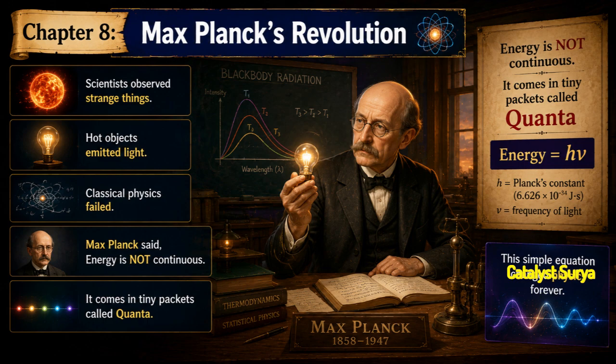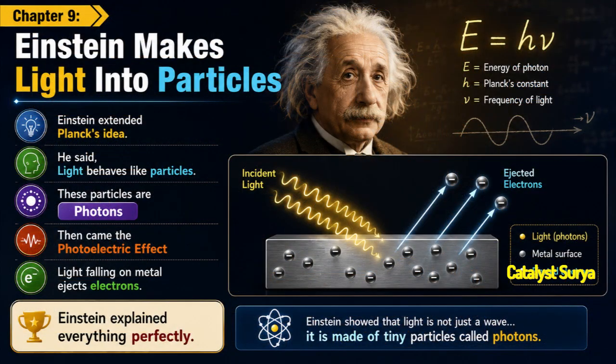This single idea marked the beginning of quantum physics. Albert Einstein extended Planck's idea even further. He proposed that light itself behaves like tiny particles. These particles are called photons. When photons strike a metal surface, they can knock electrons out of the metal. This phenomenon is known as the photoelectric effect. Einstein's explanation completely changed our understanding of light.